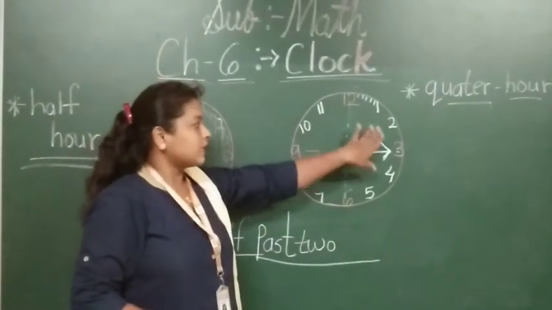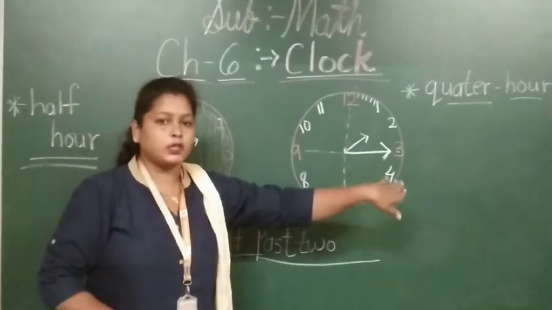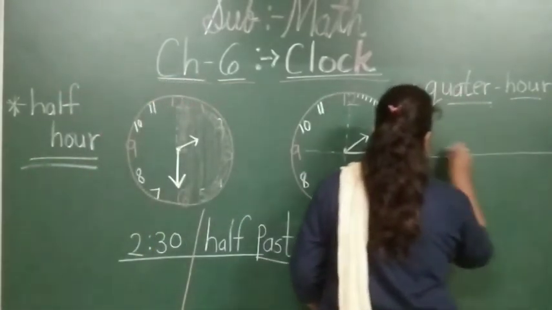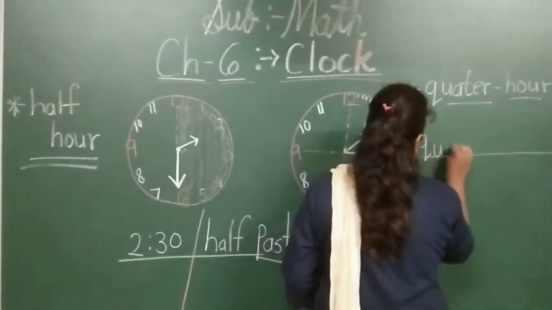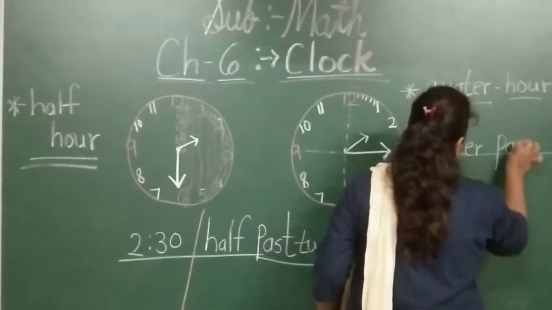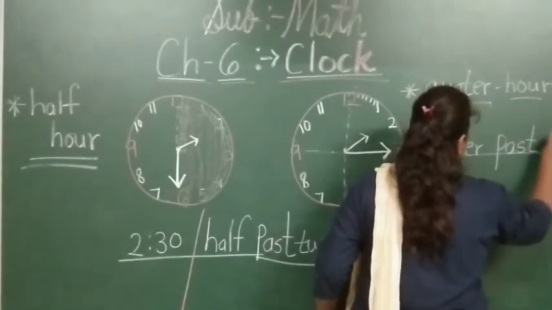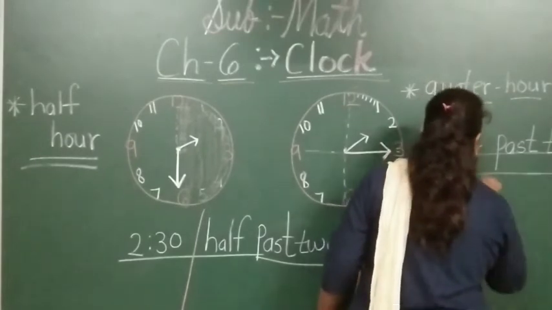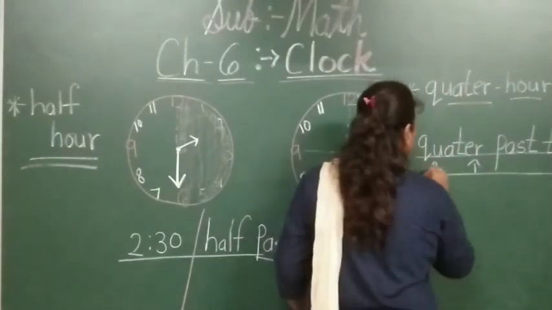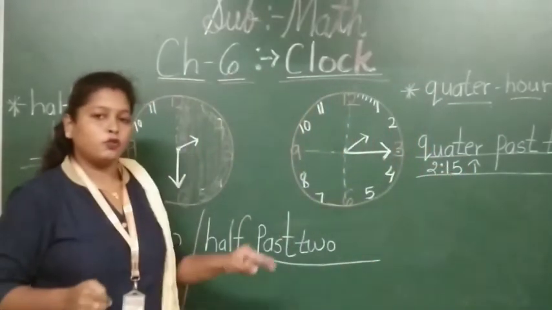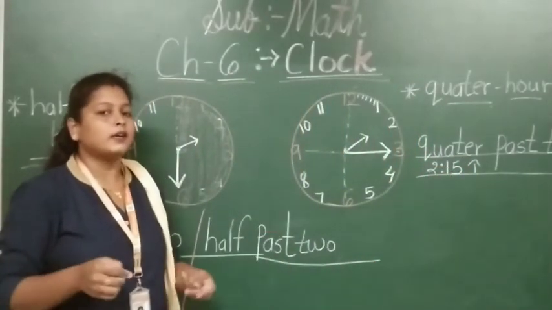Right? So 12 से लेकर के 3 you can call it quarter part. Right? This is called quarter past 2. Okay, so ये हुआ quarter past 2. That means कि 2:15. Right? 2:15 time is there.